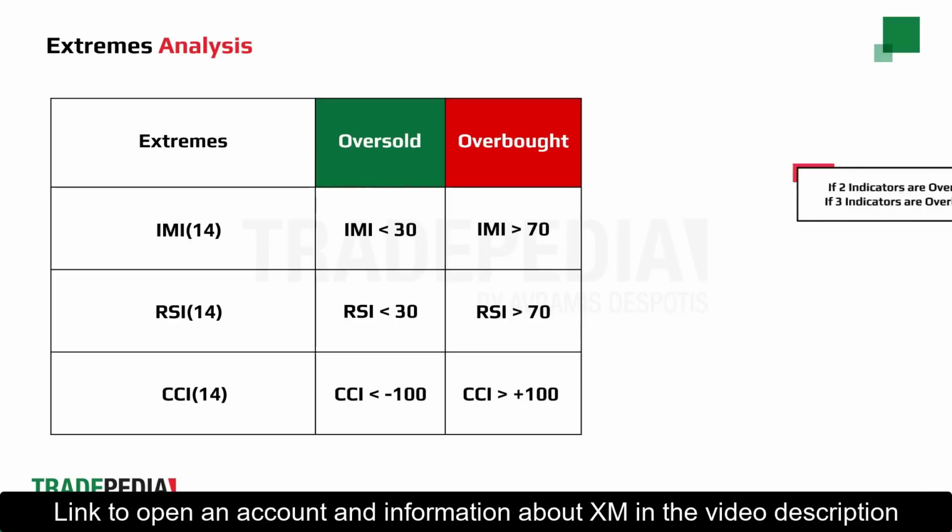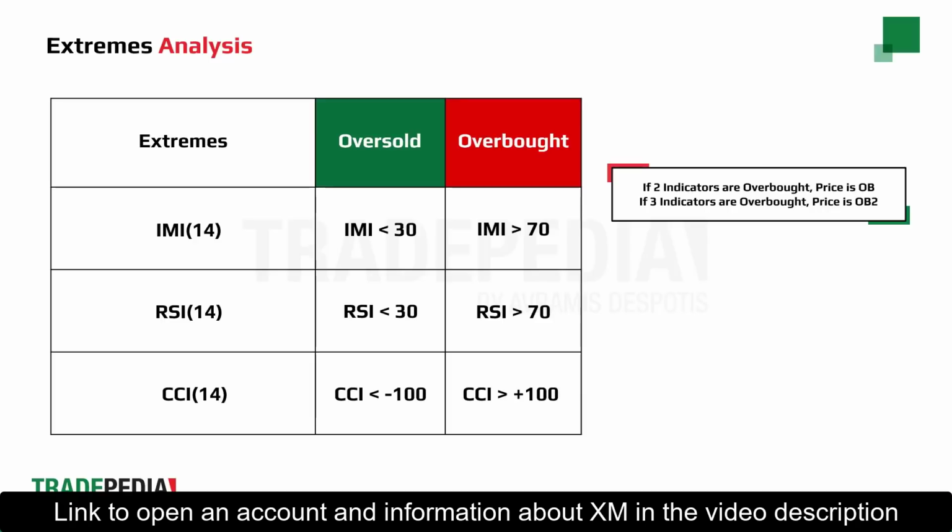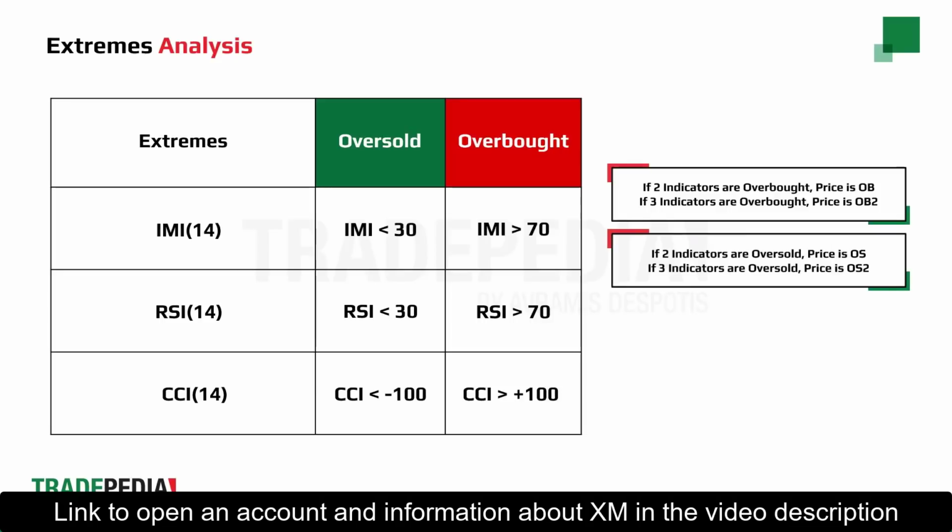As a conclusion, 2 of the 3 indicators should reflect overbought readings in order to conclude an overbought price state. And if all 3 indicators show overbought price, it is considered to be extremely overbought, or in other words, overbought level 2. Similarly, 2 of the 3 indicators should reflect oversold readings in order to conclude an oversold price state. And if all 3 indicators are oversold, price is considered to be extremely oversold, or in other words, oversold level 2. Else, price is considered in a neutral state and can move smoothly in any direction.